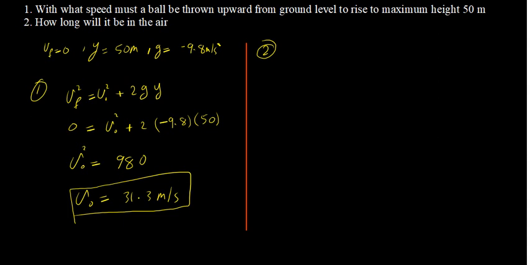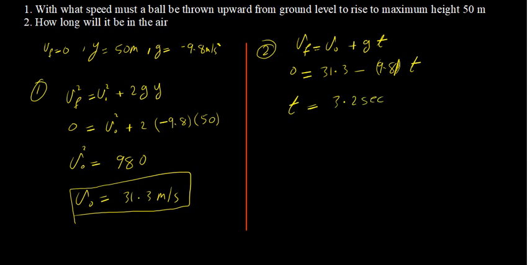I can choose that V final equals V initial plus gravity acceleration times t. I know the final velocity is 0. We just found the initial speed, and minus 9.8, and we need to find the time to reach the maximum height. Again, just by rearranging the formula, that will give me the value of 3.2 seconds.